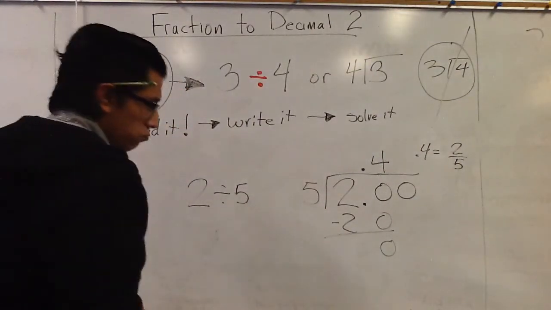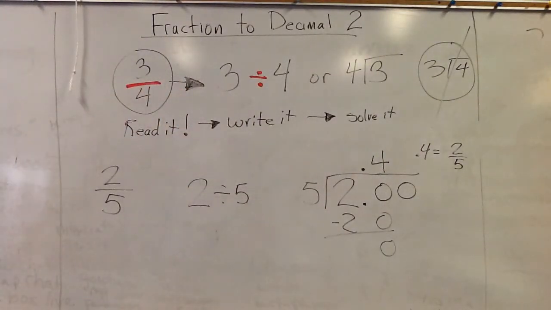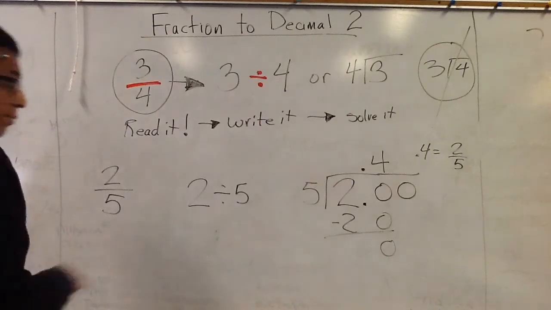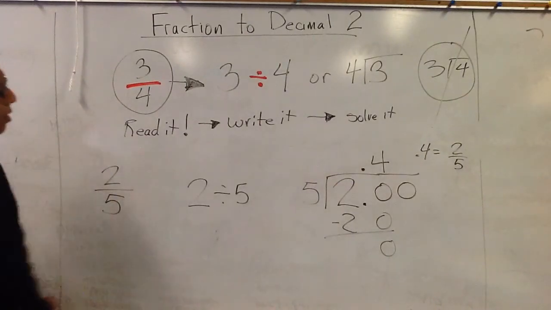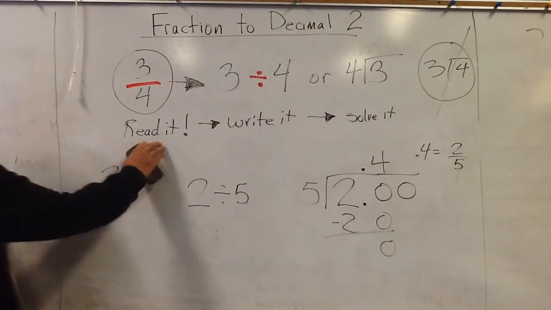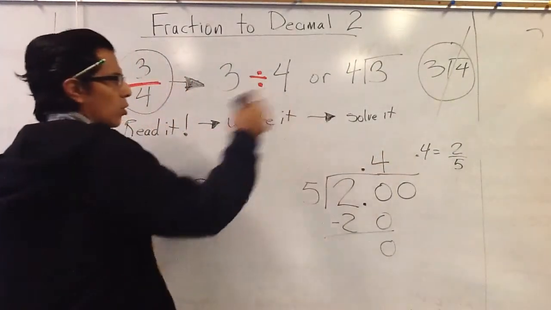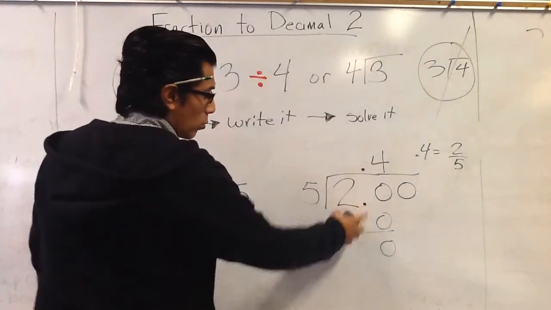And yeah, I won't do any more guess whats. If you're falling behind, please just pause. I'm at 7 minutes and 32 seconds. So my goal is 10 minutes. Remember, read it, write it, solve it. And when you go to solve it, you're going to want to add your decimal.